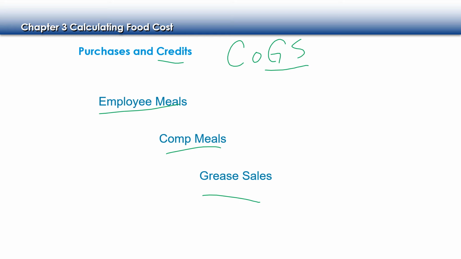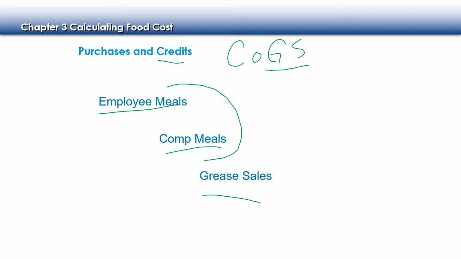Same thing with comp meals. With comp meals, if someone's upset or for whatever reason, if we comp a meal, then that is not something that we sold. We did not receive revenue for that particular meal. Now, that being said, our employee meals and our comp meals should have different line items on the budget, if you're going to separate them out. The reason why we want to separate these out is because it will give us a more accurate account of the cost of the goods that we actually sold.